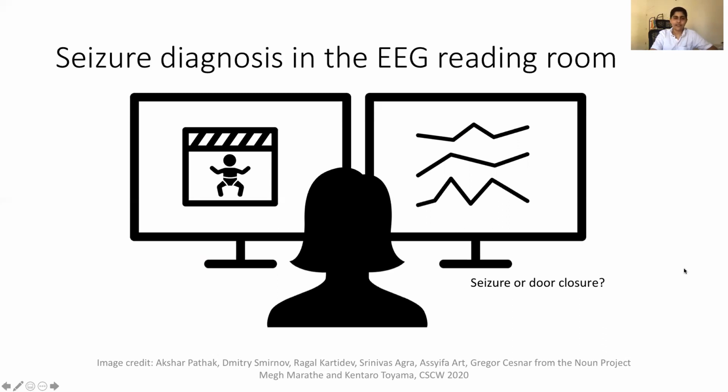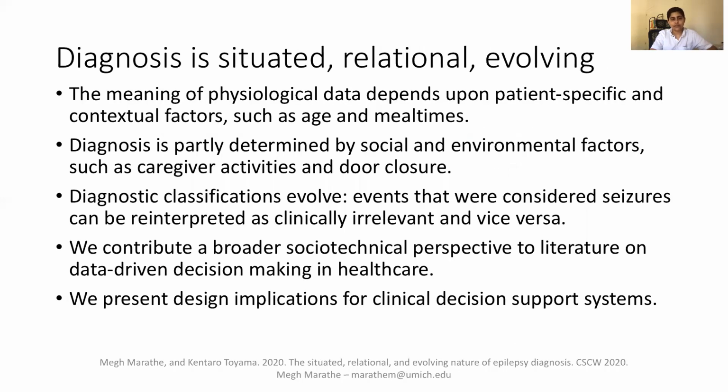This scene previews some of our findings and shows that in practice, medical diagnosis is a relational, situated, and evolving process. In particular, normal and abnormal brainwave patterns are not universally defined, but specific to the patient and their context. The brainwaves of babies, for example, are allowed a high threshold of abnormality. In addition, diagnosis is partly determined by social and environmental factors, such as the activities of caregivers and other healthcare workers, and even the closing of a door. Finally, diagnostic classifications are collaborative and they change over time. An event that was originally considered a seizure comes to be seen as clinically irrelevant artifact and vice versa.